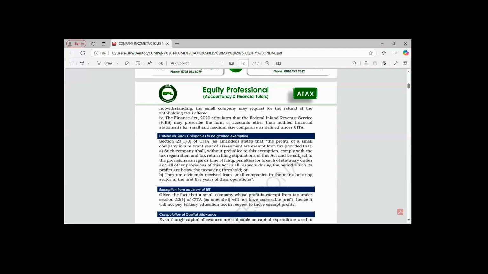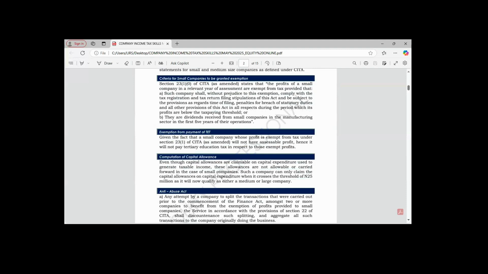Then small companies are also exempted from payment of tertiary education tax. There is a tax called tertiary education tax. If you go to the majority of these higher institutions, you see in some of the buildings, you see TETFund. So that's where the money comes from, tertiary education. So this tax is payable by all companies that are incorporated, all Nigerian companies, except small companies. The only companies that do not pay tax were small companies and non-resident companies. So small companies are also exempted from paying tertiary education tax.